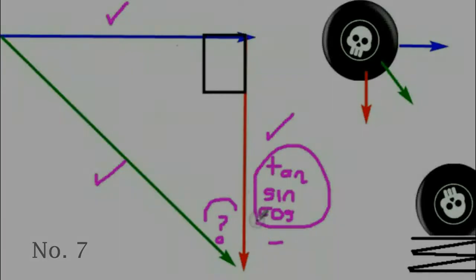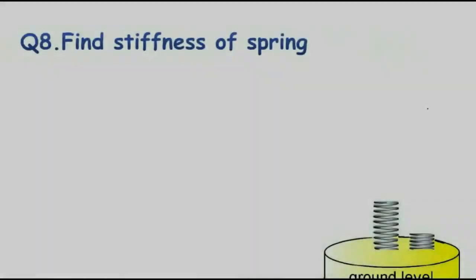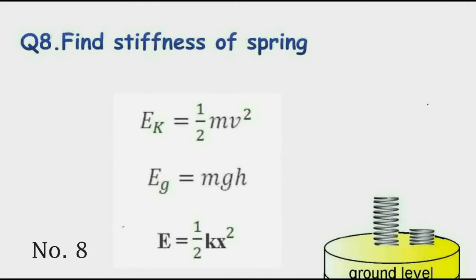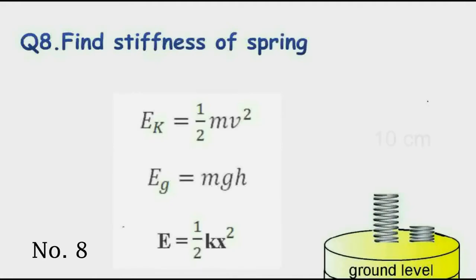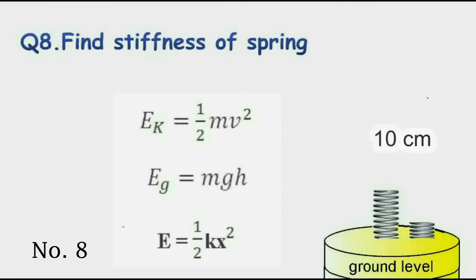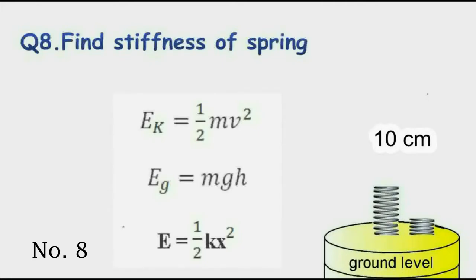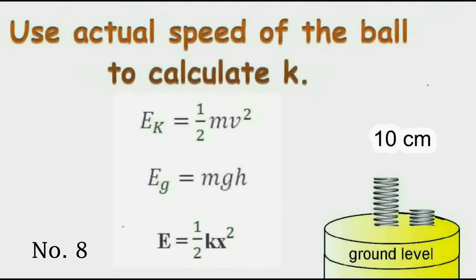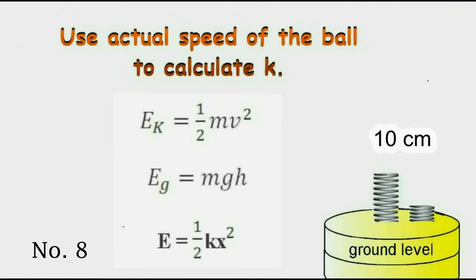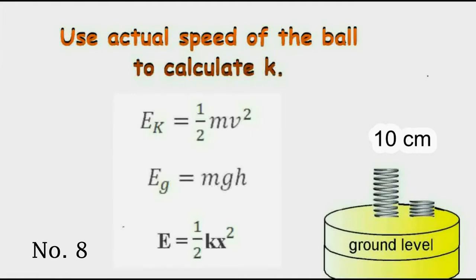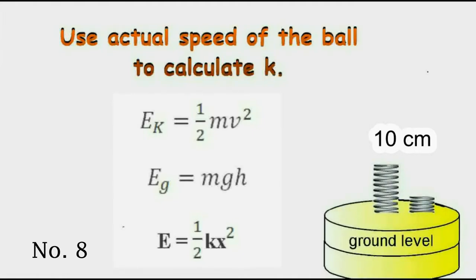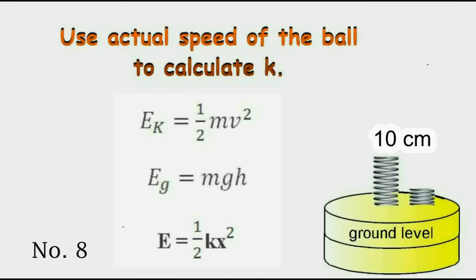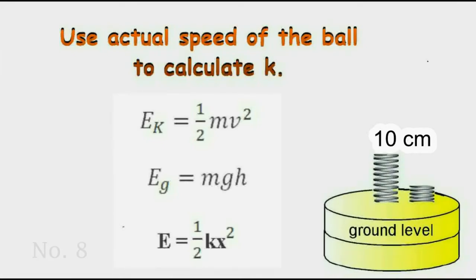The next question is find the stiffness of the spring. Now the kinetic energy of that ball has squashed that spring 10 centimeters, and all of that kinetic energy has presumably been transferred into elastic potential energy inside the spring. So the two values of energy are the same. So all you need to do is substitute those values of energy and also the 10 centimeters into the equation, but just change the 10 centimeters to meters, and you should be able to find out what k is just by rearranging the equation.